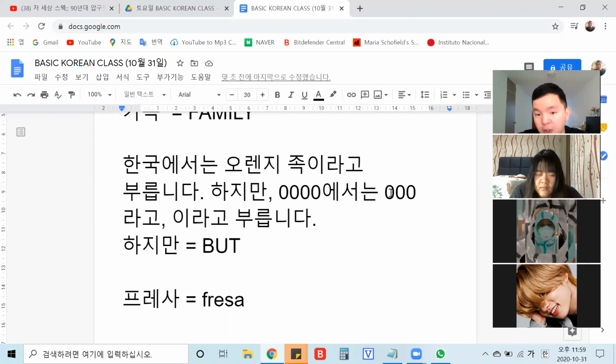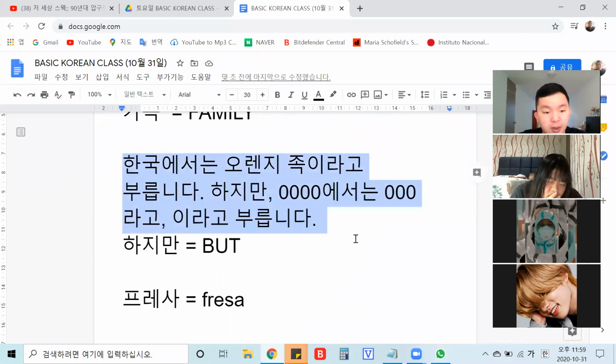How do you normally call them in your country? Try to make a sentence. I will give you maybe 3 minutes. Try to make this second sentence, but when I ask you to read it, you're going to read the full sentence.